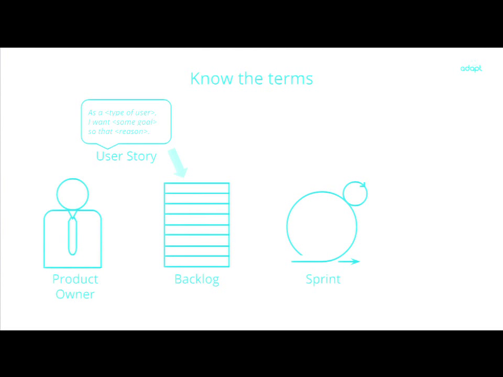Then we have two roles that we'll talk about today. One of them is the product owner. The product owner is, yeah, the guy who owns the product. And the product here is the backlog, because that contains all the user stories that we want to build. And it's his responsibility to make sure that the user stories are doable and that they're always prioritized.